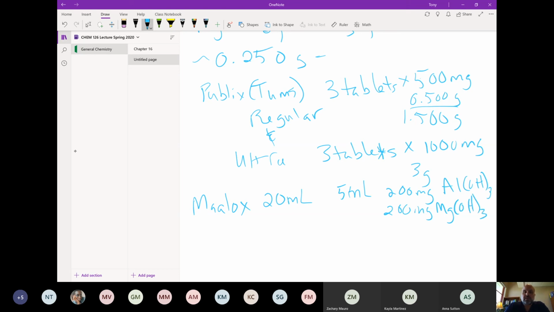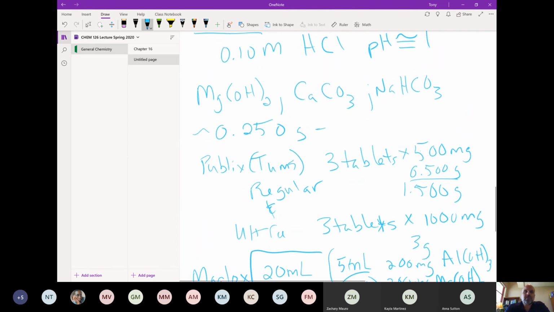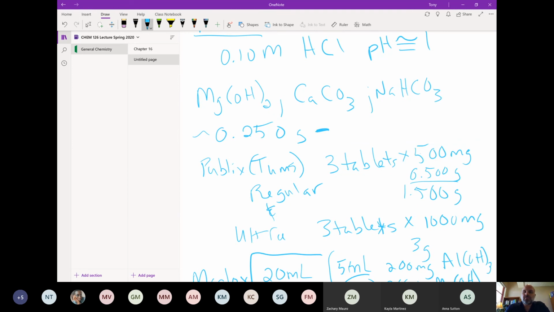And you can see we're obviously going to need to multiply each of these by 4, because we're using 20 milliliters, in order to get a total of 800 milligrams of each. So pretty much larger doses than we're using in the pure substances.